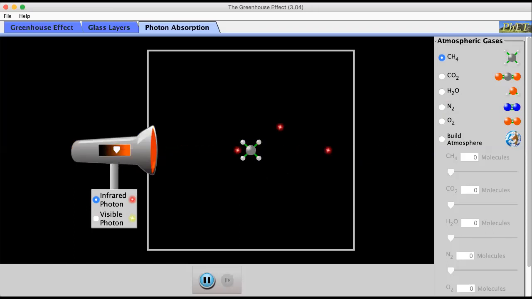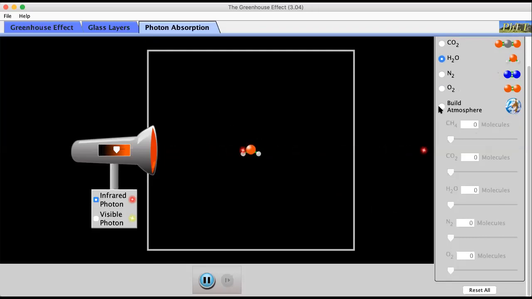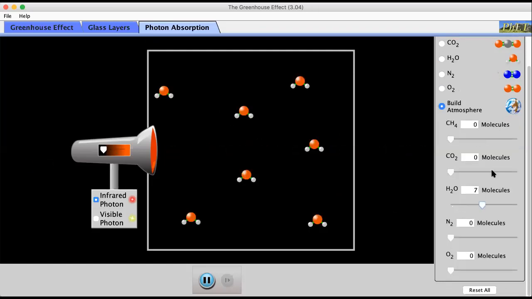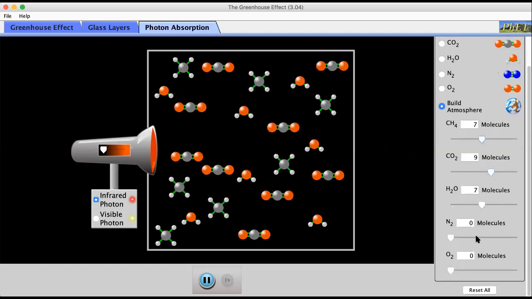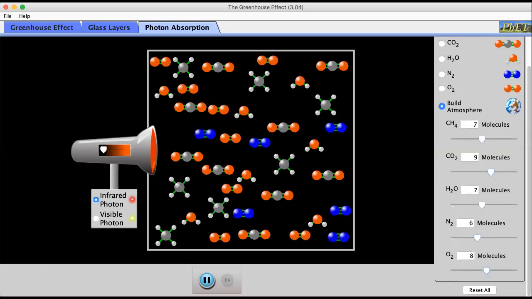These molecules are only absorbing and re-releasing infrared, and only three of the ones that I showed here have responded. If you'd like, you could build your whole mixed atmosphere and turn this on, and you can see how all this infrared light is starting to go all kinds of different directions.